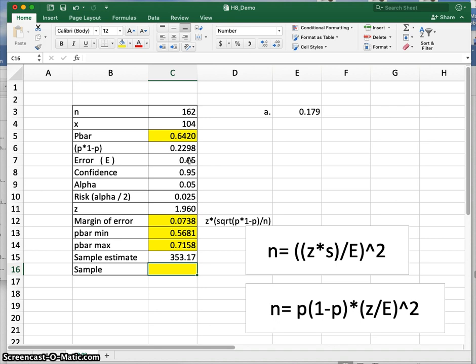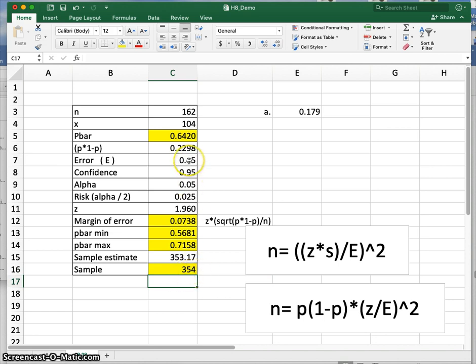Okay, so if I want a margin of error that's that small, I need a sample size of 353.17. But I'm not going to be able to find 17% of a person, so I always round up in my sample size. Excel will do it for you with the function round up, and it wants the number that I want to round, which is this, and then the number of decimal places. Since I want a whole number, I want 0 decimal places. So that tells me that I need a sample of 354.